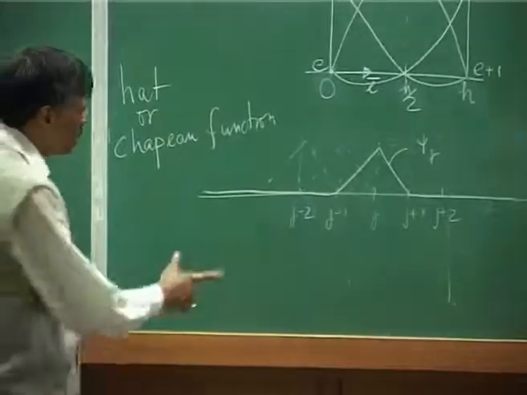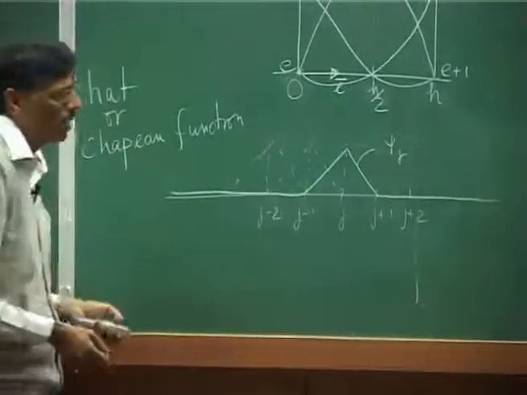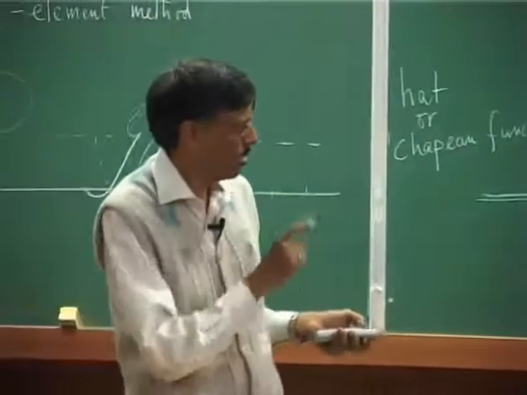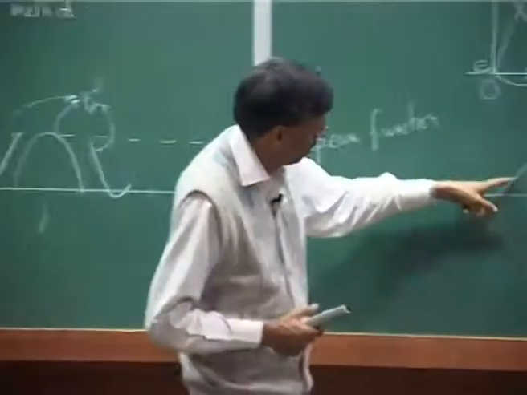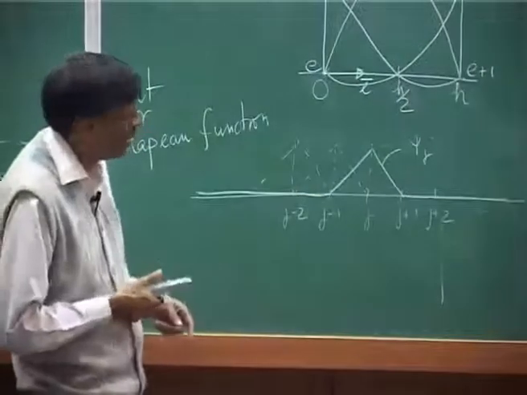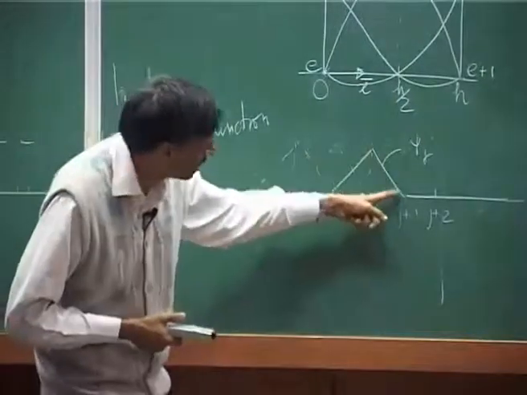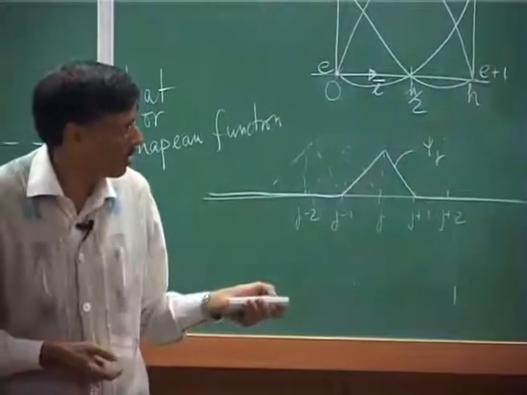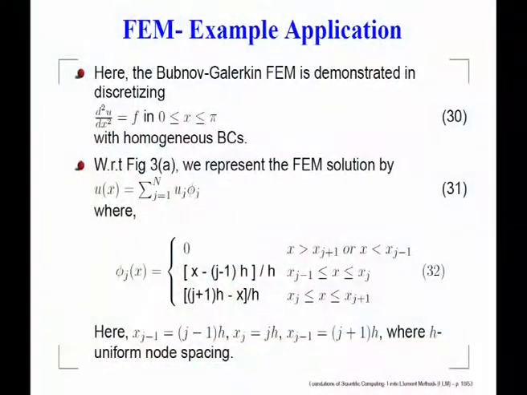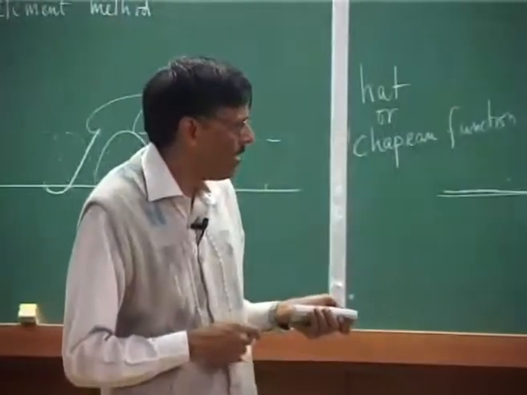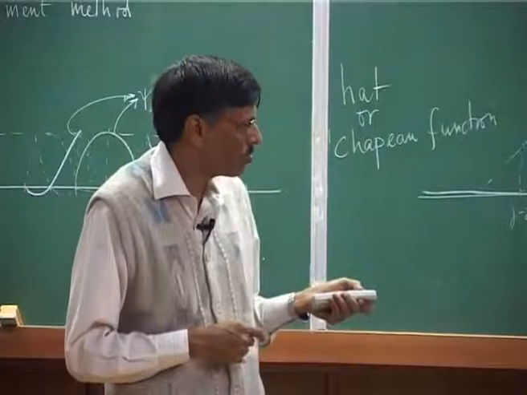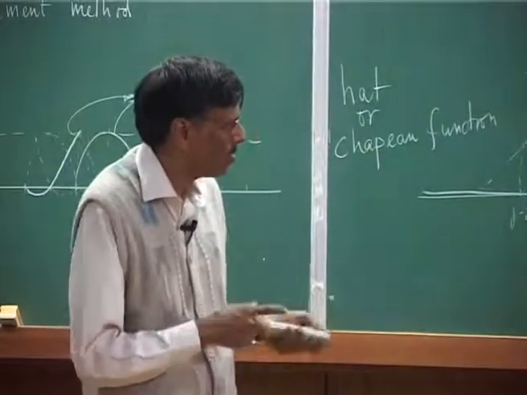Only within this span, going from j minus 1 to j plus 1, we have two segments of a piecewise function. One increases with x, this part, that is your middle equation, and the last one is this part, a decaying function. So that's what we are doing here. You can now see the essential idea if we do it with linear basis functions, and you can identify these nodes. x j minus 1 is simply nothing but j minus 1 into h.